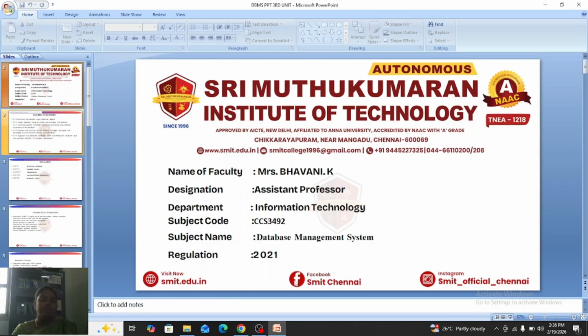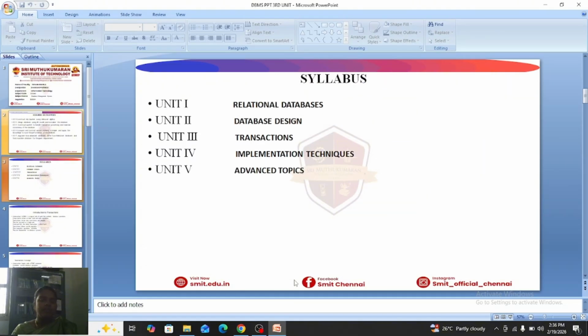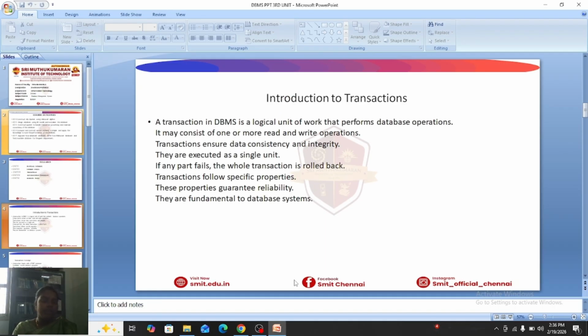We are going to look into Database Management System CC 3492 Unit 3. Construct queries to handle transaction processing and maintain consistency of the database. Unit 3, Transaction. The introduction to transaction part.